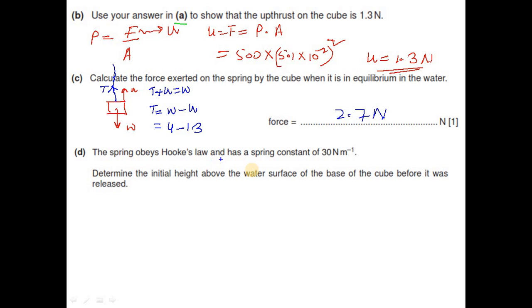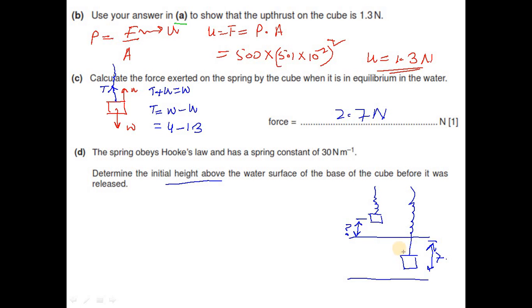The spring obeys Hooke's law and has a spring constant 30 Newton per meter. Determine the initial height above the water surface of the base of the cube before it was released. So now you can see that you had a surface of water, something like this. An object was here before releasing, at that moment the spring was at zero extension. So this is the height above the water that we need to find in this question. And when it is released, the spring is stretched and the base is at 7 centimeter, like this. So we can find the total extension using the given condition.